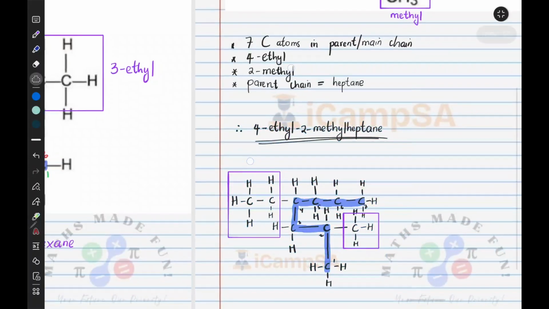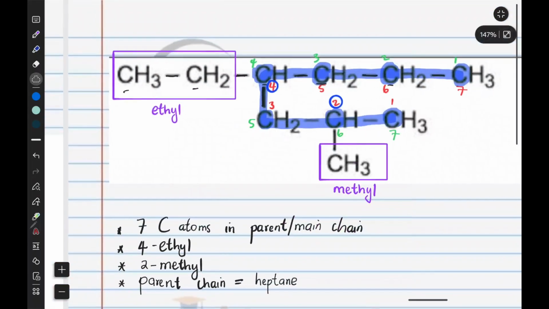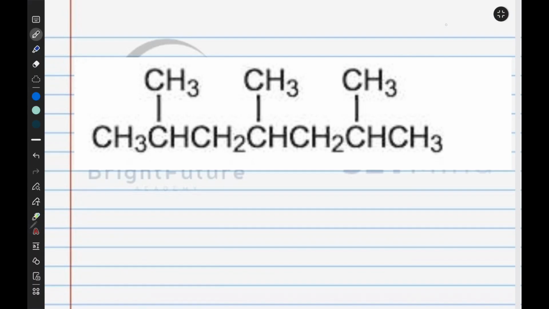So I just wanted to add that we chose to number from down going up, so that methyl gets the lowest number. All right, let's do this last one. So if we trace here, we have 3. If we trace here, we have 5. And then if we trace there, we have 1, 2, 3, 4, 5, 6, 7.